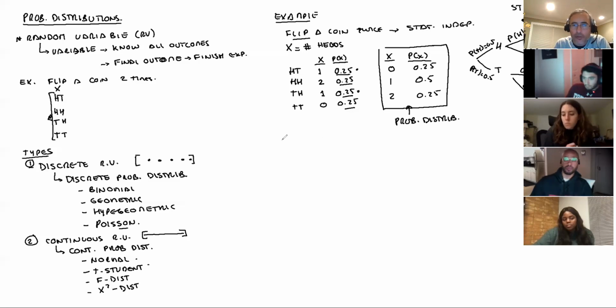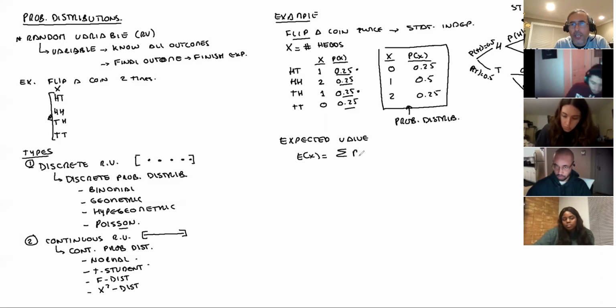Now, two measures. One of them is expected value. And the expected value of X is simply going to be the sum of p_i x_i, from i equals 1 to n. I will explain this in a minute. And the variance is simply going to be sigma squared of X. And it's going to be simply the sum of (x_i minus mu) squared times p_i. Sometimes we call the expected value mu, the Greek letter.